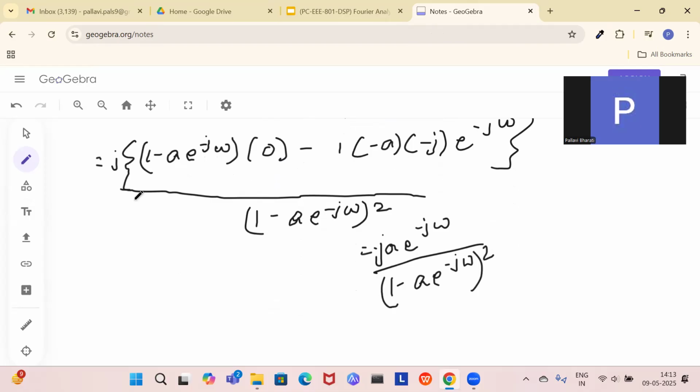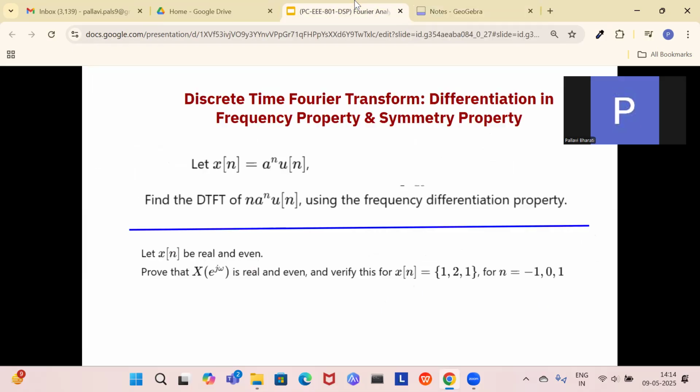Now there was a j outside also, so this one will become j square. j square is minus 1, so minus into minus will become plus. So it is becoming a e to the power of minus jω divided by (1 minus a e to the power of minus jω) whole square. So this is from the differentiation property. The differentiation in frequency property says this thing.